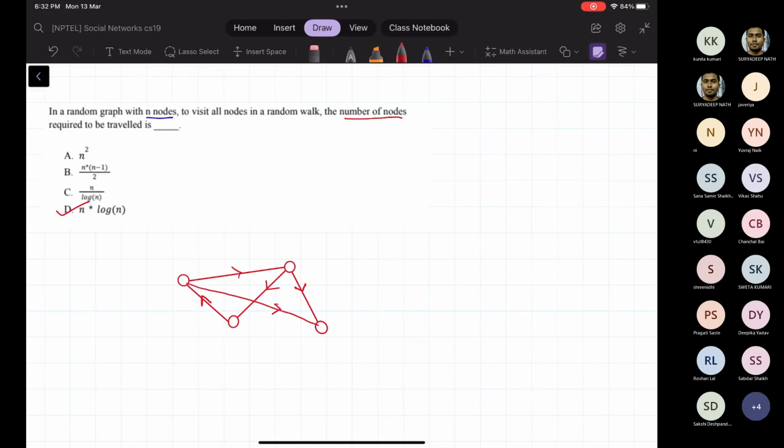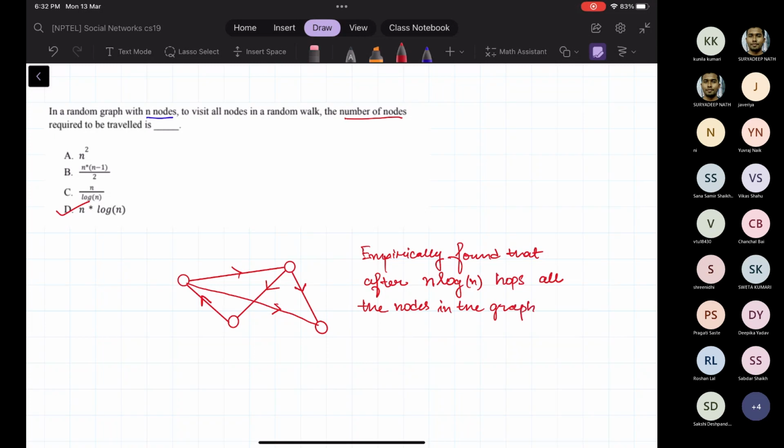So it has been empirically found that after n log n hops, all the nodes in the graph are covered at least once.